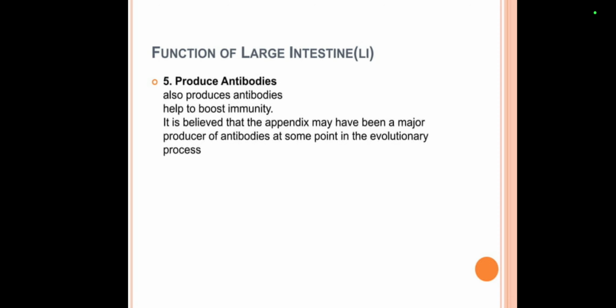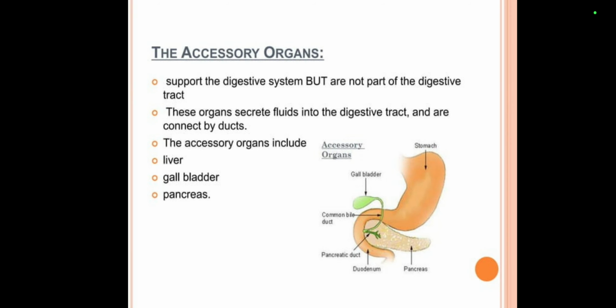So what is this appendix? The appendix is a small finger-shaped pouch of intestinal tissue. It is located between the small intestine, which is in the cecum, and the large intestine, which is in the colon. So that is the appendix. That is the major function of the large intestine.